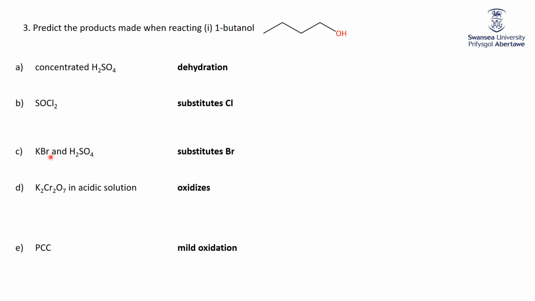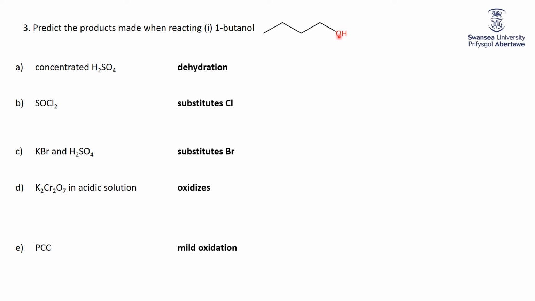KBr/H2SO4, one of the many brominating agents, so we'll put a Br instead of the OH. K2Cr2O7 in acidic solution oxidizes. Now, even though I'm supposed to be training you for A-levels, I really want to get it straight that this is a strong oxidizing agent. It's not going to partially oxidize something. If you want a partial oxidation of a primary alcohol, you will use PCC in anhydrous conditions, as we discussed in the movies.